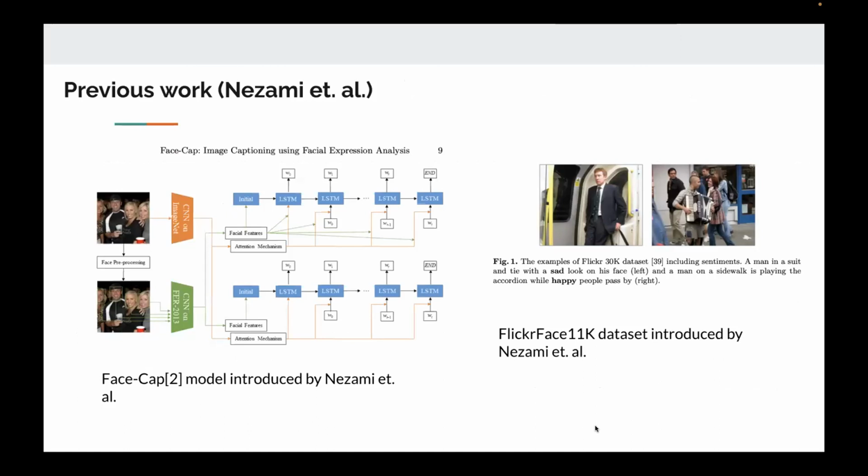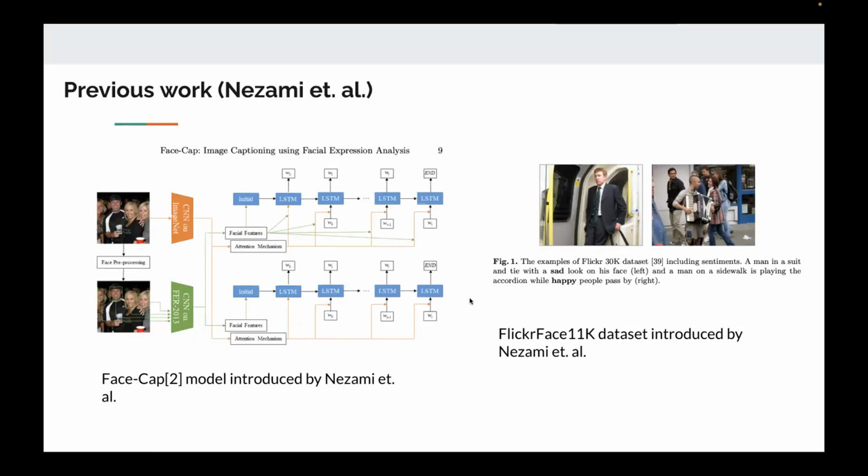So let's first of all talk about the previous work. A very relevant work to ours is the work of Nezami et al., which constructed a so-called FaceCap model, which has different folds of data, as we see here on the image. This particular model for image captioning works on visual data: a CNN trained on ImageNet is used to extract the visual features from the image, but it also uses a CNN trained on the infamous FER dataset to extract the actual emotion features, which are then fed into the model via both concatenation with some initial hidden state and with usage of an attention mechanism.